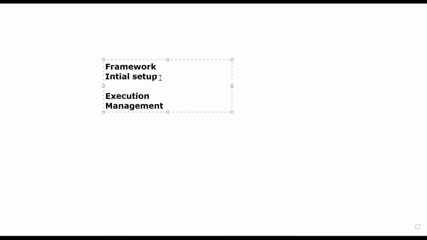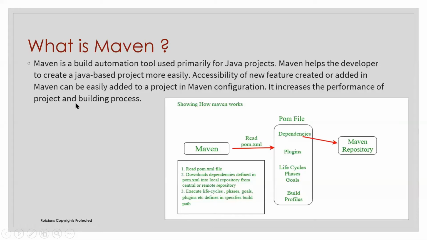In initial setup, first thing you need to create, you will be creating a Maven project. Now, what is Maven? What is Maven project? So let's understand that. Maven is build automation tool used primarily for Java projects. Maven helps the developer to create a Java-based project more easily.